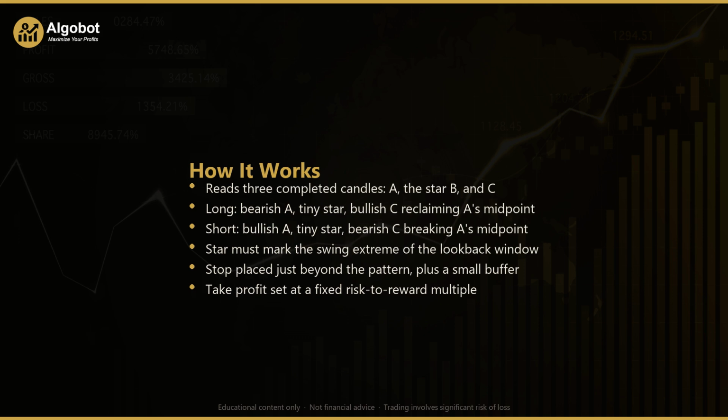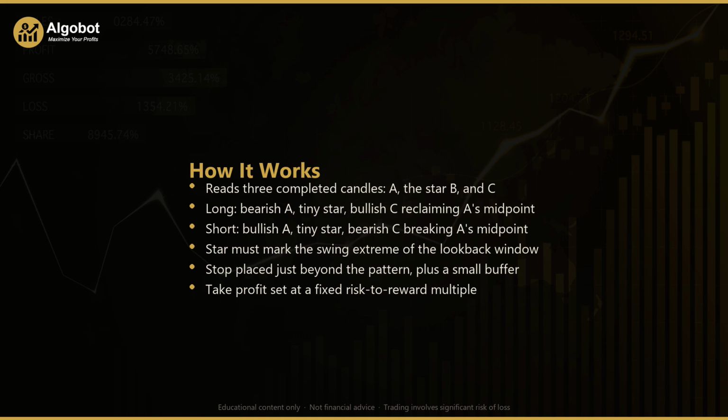For a long trade, a morning star, the strategy detects 3 things. First, candle A must be a bearish candle with a meaningful body, showing sellers in control. Second, candle B, the star, must have a small body relative to its neighbors, showing that selling has exhausted and the market is undecided. Third, candle C must be bullish and must close back above the midpoint of candle A's body, showing buyers have committed and reclaimed lost ground.